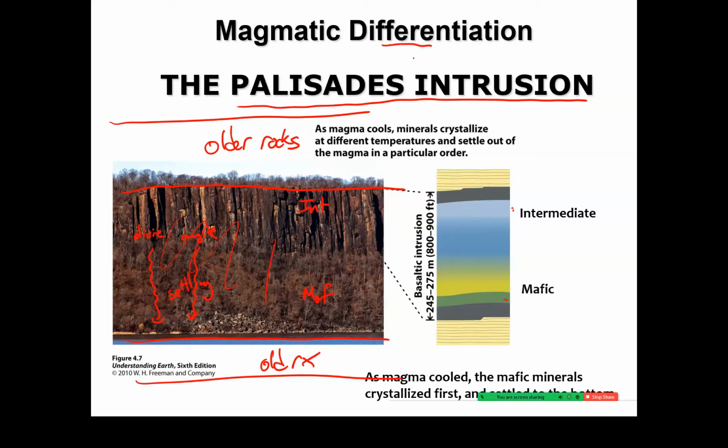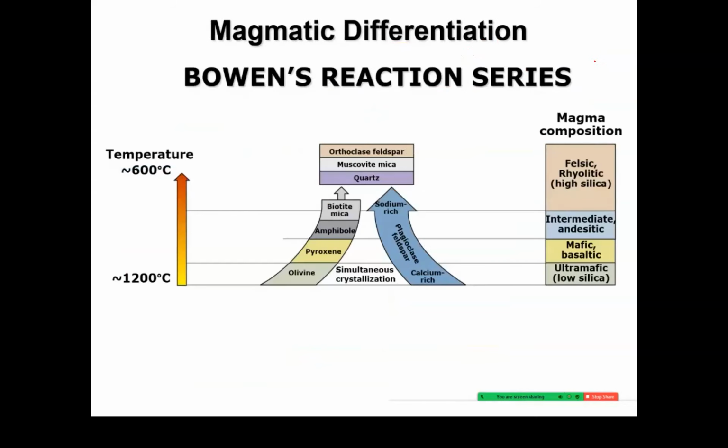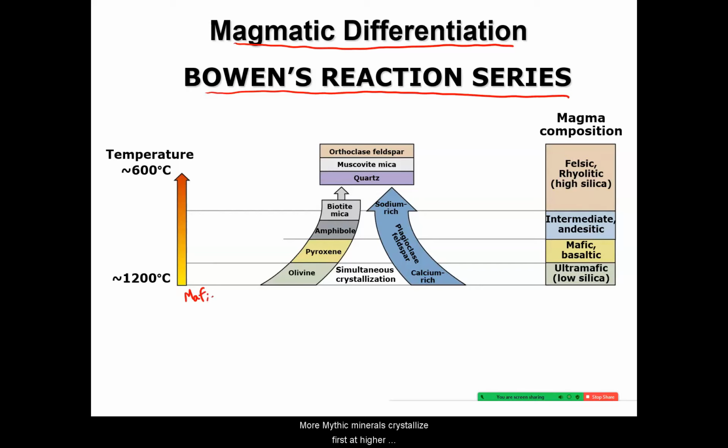This is different crystallization temperatures as it cools. This is what controls that. The hierarchy of silicate minerals and when they crystallize during magmatic differentiation is often discussed in terms of Bowen's reaction series. More mafic minerals crystallize first at higher temperatures. More felsic minerals crystallize later at lower temperatures because of their melting or crystallization points. Either way you can say it.